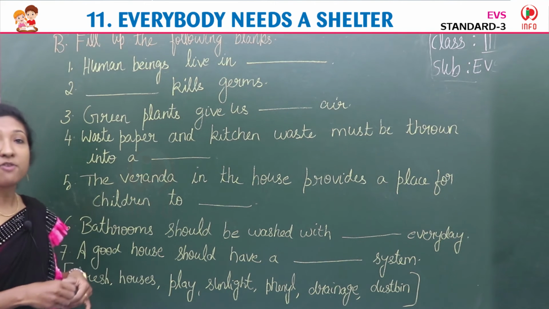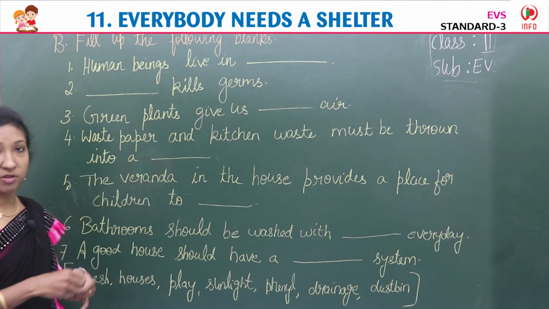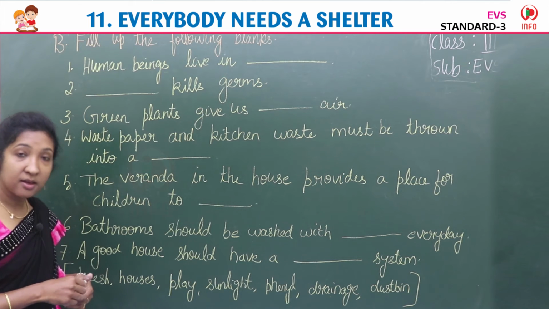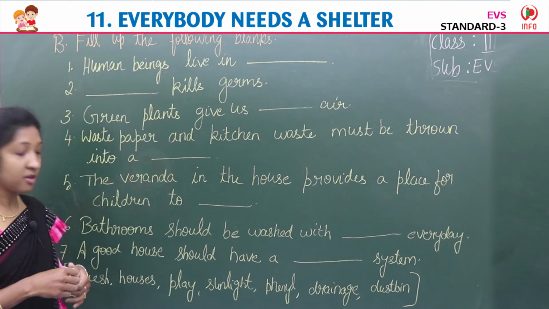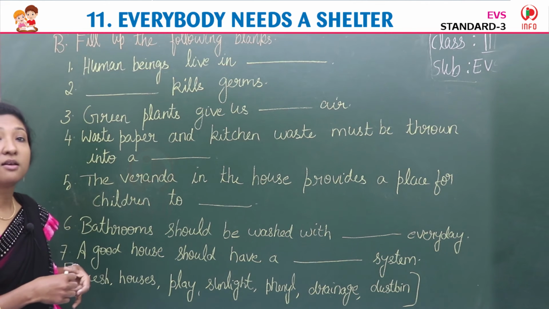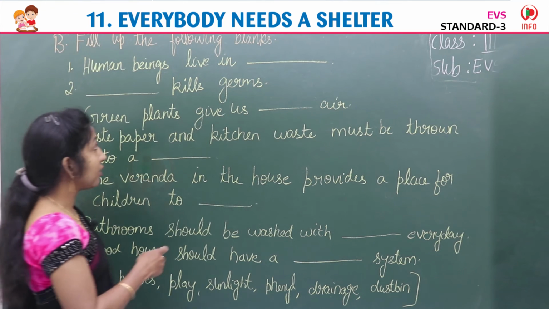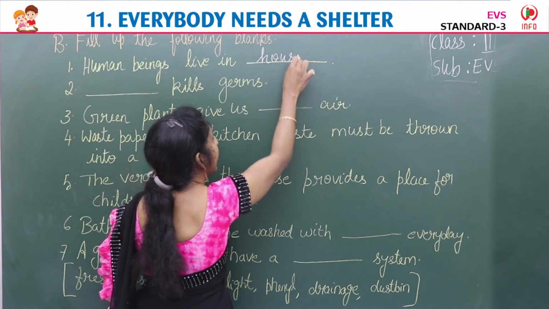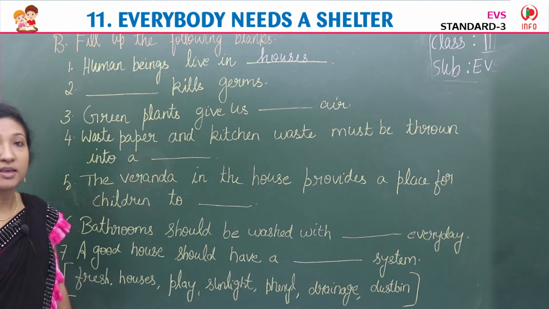Okay, so our first question is, human beings live in dash. Children, human beings live in dash. See the clue kit and say the correct matching word for that. So human beings live in where? Human beings live in, yes, houses. The second word in the clue kit, houses. H-O-U-S-E-S, houses. Human beings live in houses.